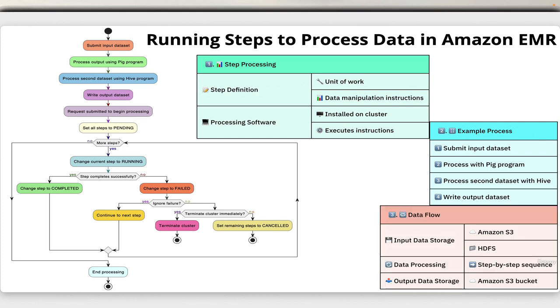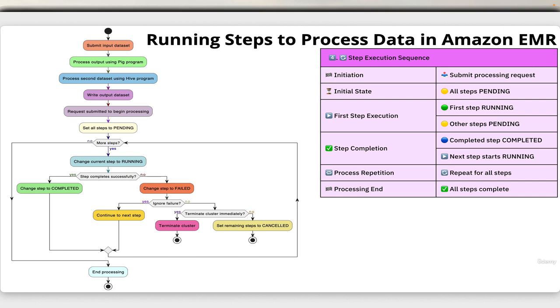Okay, data flow in Amazon EMR. So the general process of data movement and storage. You start with input data storage. Files are stored in the chosen underlying file system, so it could be Amazon S3 or HDFS. Then data processing. Data passes from one step to the next in the processing sequence. And finally, output data storage. The final step writes output data to a specified location, for example, an Amazon S3 bucket.